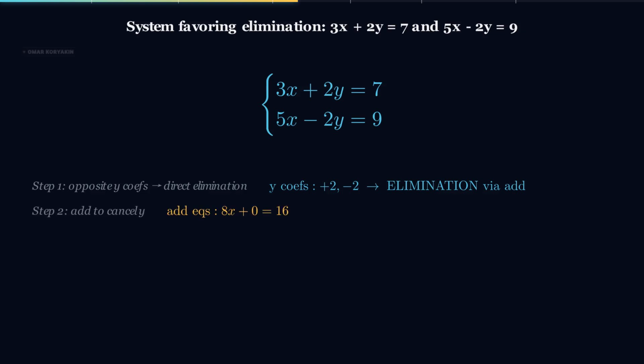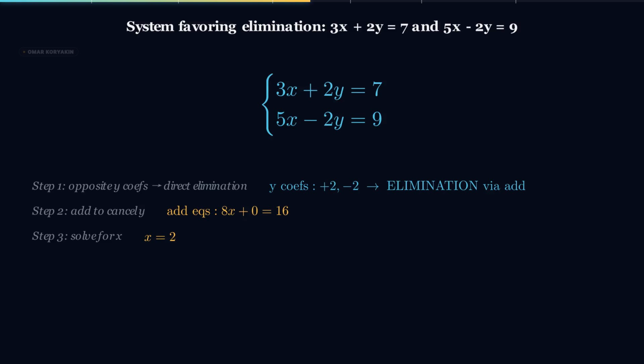Left sides: 3x plus 2y plus 5x minus 2y equals 8x. Right side: 7 plus 9 equals 16. Combined equation: 8x equals 16. Step 3. Solve for x. Divide both sides by 8: x equals 2. Step 4. Back substitute x equals 2 into either original equation.